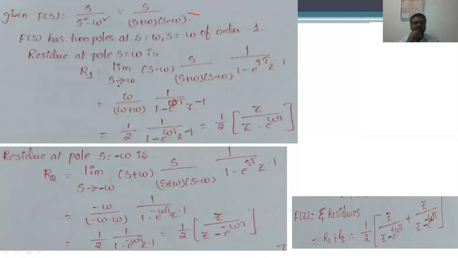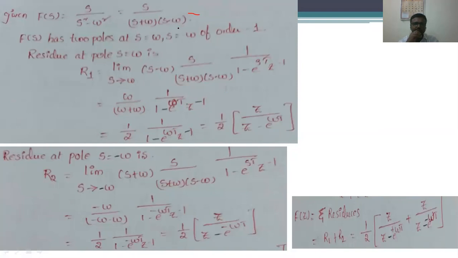So obtaining the residue value for this particular pole s is equal to omega, we can write R1 is equal to limit s tends to omega s minus omega into f of s into 1 divided by 1 minus e power minus st into z inverse. So just substitute the value of s is equal to omega in this equation, we are going to get 1 divided by 2 into 1 divided by 1 minus e power omega t into z inverse. So converting the z inverse, we are going to get the value of R1 as 1 by 2 into z divided by z minus e power omega t. Okay, this is the residue value for the pole s is equal to omega.